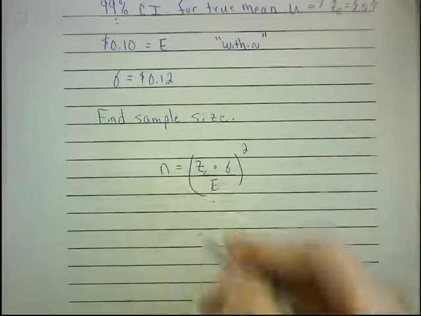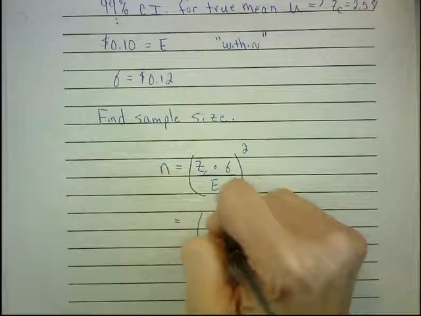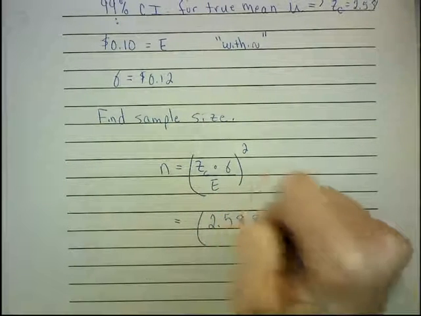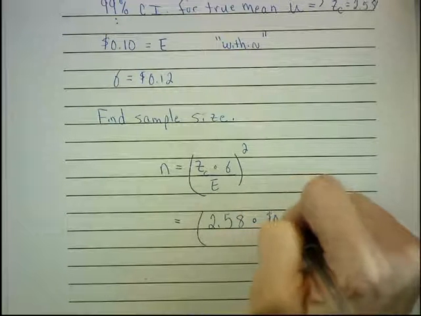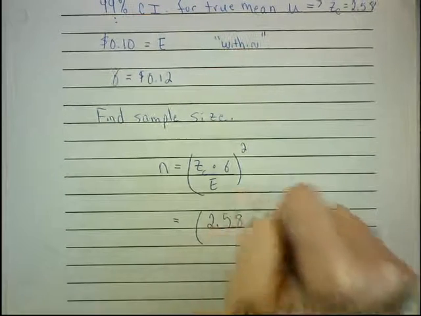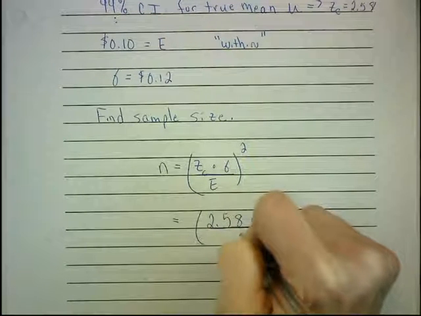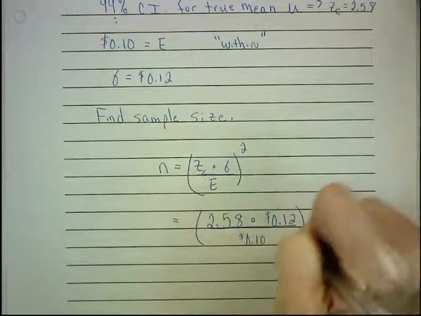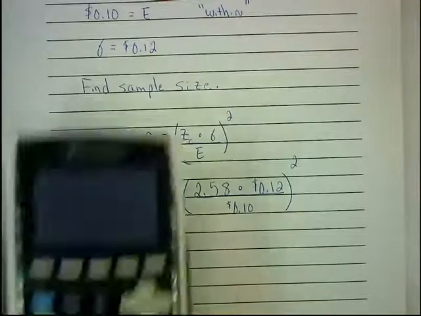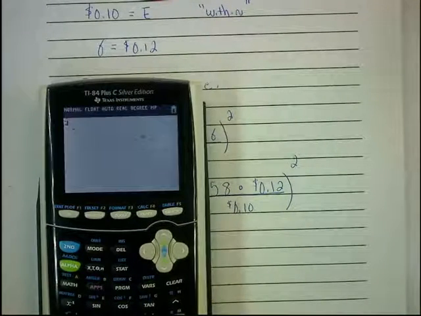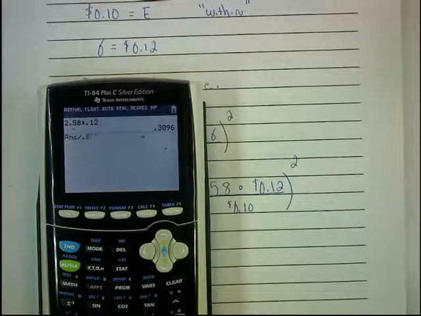So we plug in. That's going to be 2.58, and this is the product symbol times 12 cents, all divided by 10 cents, quantity squared. I like to find what's inside the brackets before you square it. So 2.58 times 0.12, enter, divided by 0.10, enter.